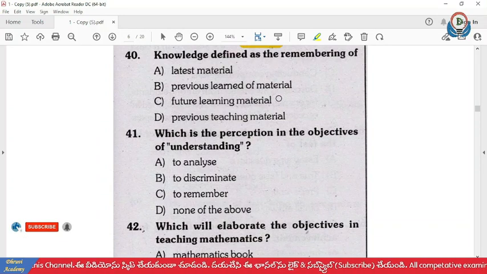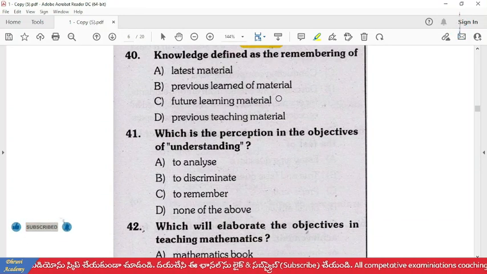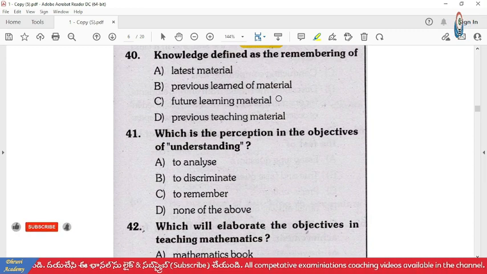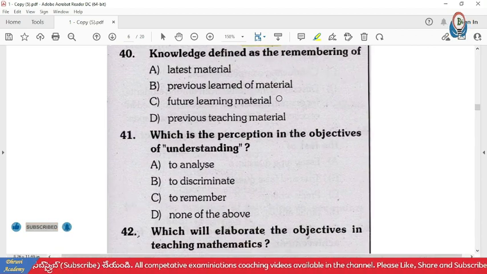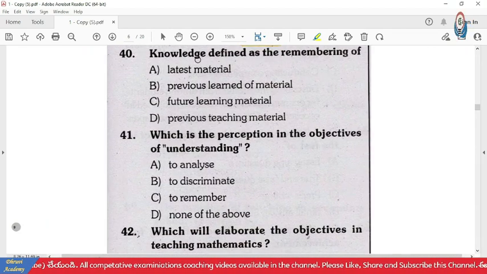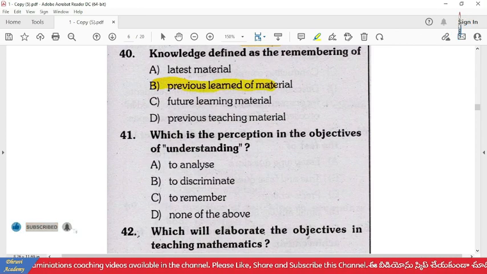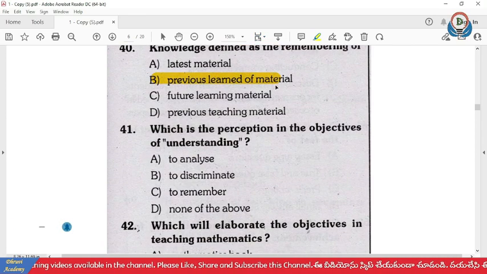Knowledge is defined as a remembering of: A latest material, B previously learned material, C future learning material, D previous teaching material. Knowledge is nothing but remembering. The answer is previously learned material. This is the right answer.